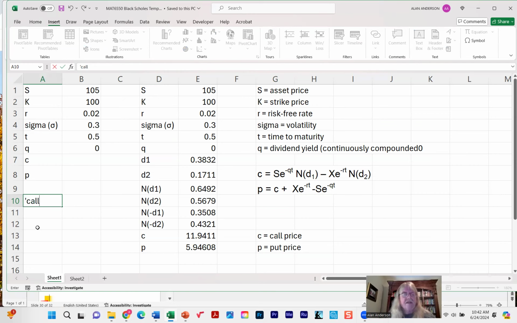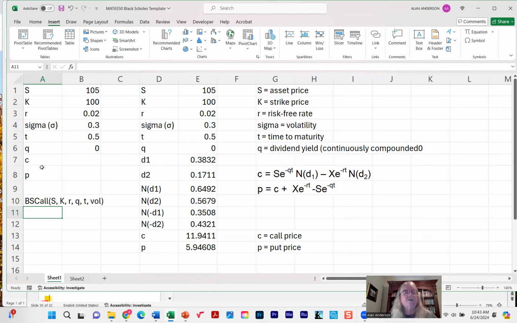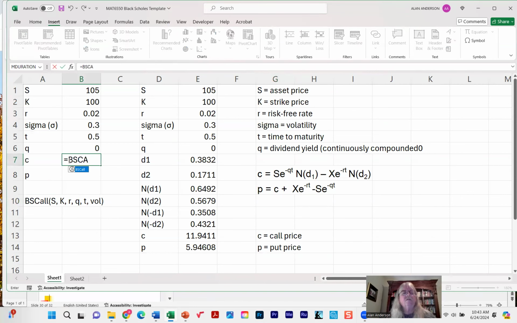The program you just created requires you to enter S, K, R, Q, T, vol. So in other words, that's what you're going to type here. Okay, so you're going to type equals BS call.